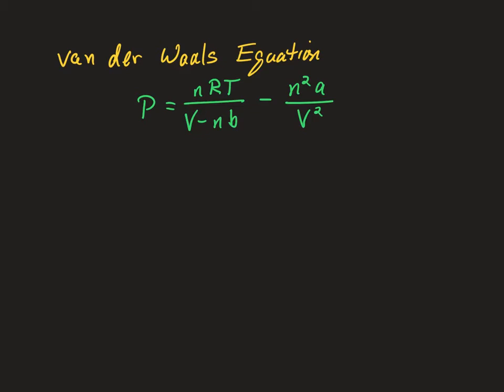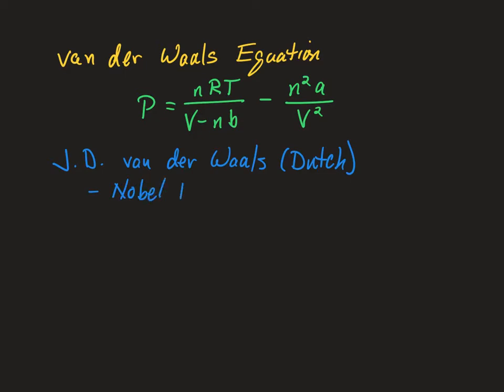And the van der Waals equation was developed by a Dutch physicist, J.D. van der Waals, who was Dutch, who received the Nobel Prize for physics in 1910 as a result of this work, right? And what van der Waals was looking at, remember, is describing the behavior of real gases and how they deviate from the assumptions we make with ideal gases, okay?